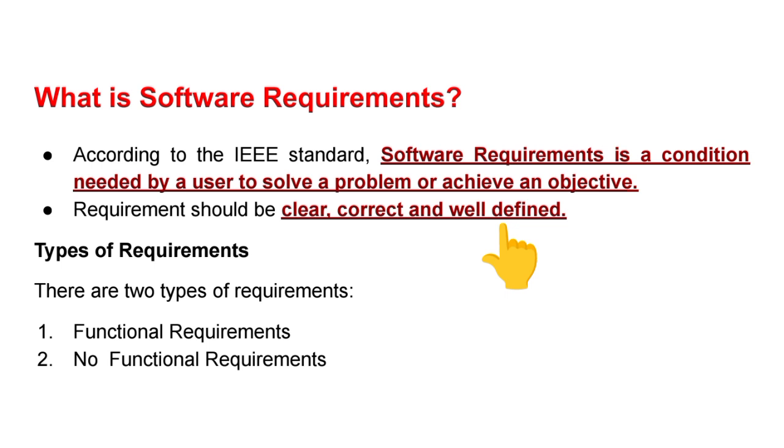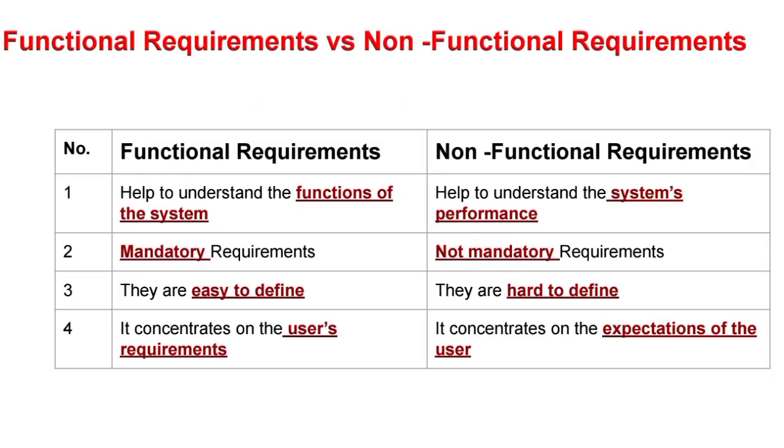For example, if you are developing a software, then the requirement to develop the software should be very clear, correct and well defined. There are two types of requirement. One is functional requirement, another one is non-functional requirement.